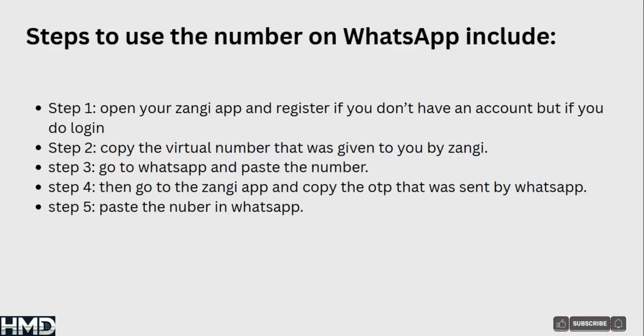After logging in, access the virtual number feature inside the app. Zangi will give you a number that you can use to register on WhatsApp. Make sure to copy this number, because you'll need it in the next step.